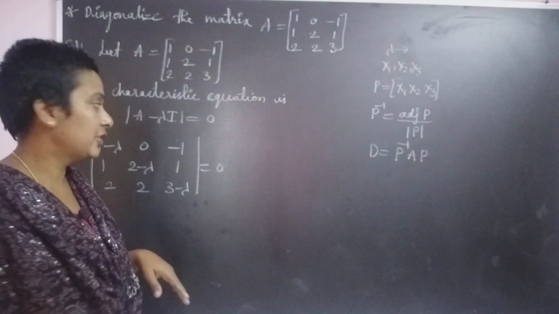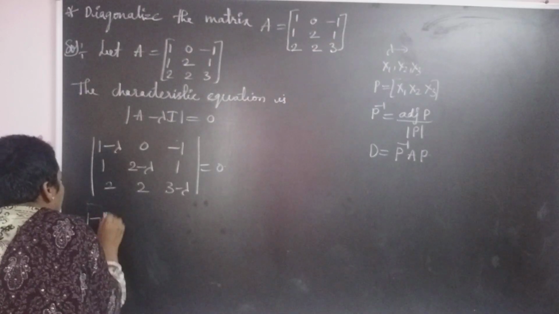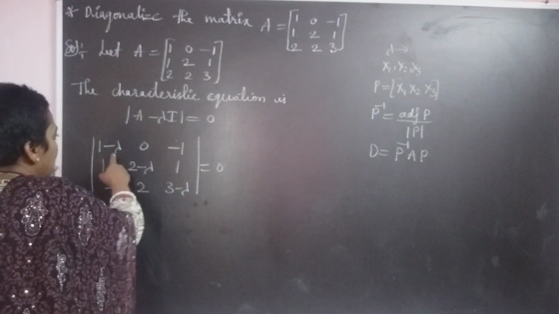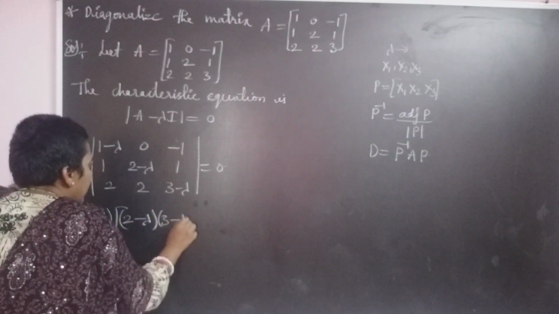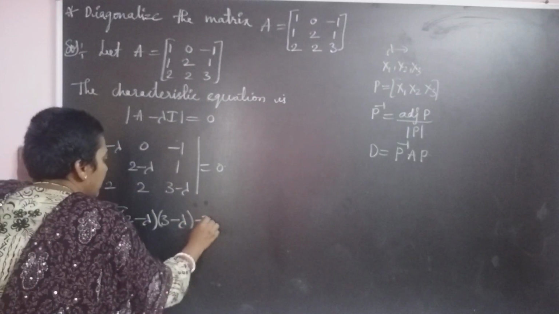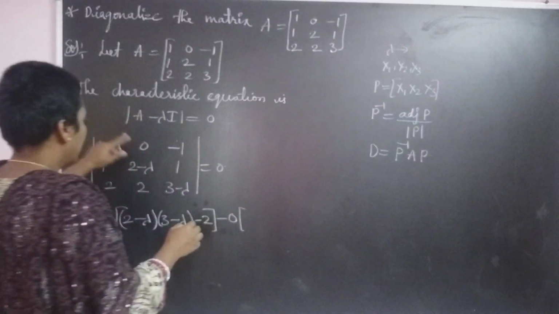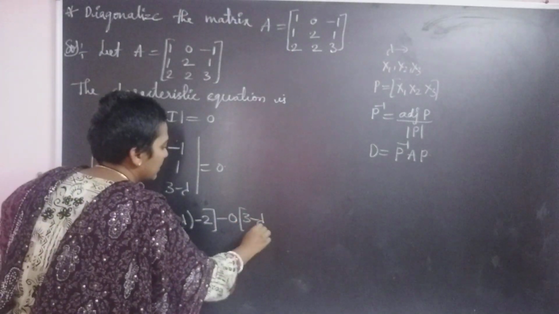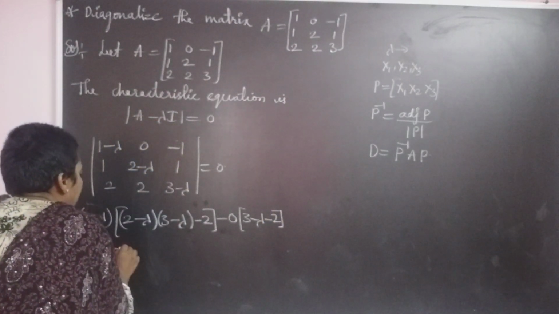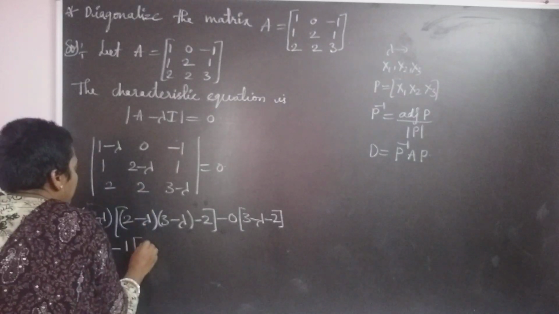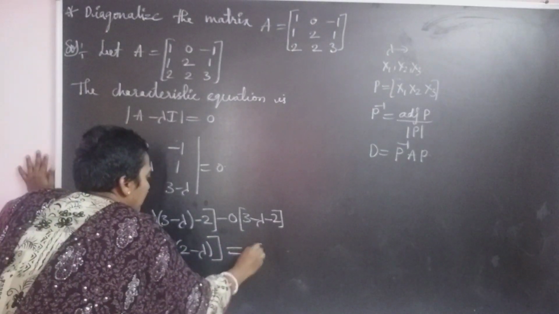Now we find the determinant. It is 1 minus lambda into elimination of row and column, then AD minus BC: 2 minus lambda into 3 minus lambda minus 2 ones are 2. Minus 0 into something is 0. Minus 1 into 1 times 2 is 2 minus 2 into 2 minus lambda, equal to 0.